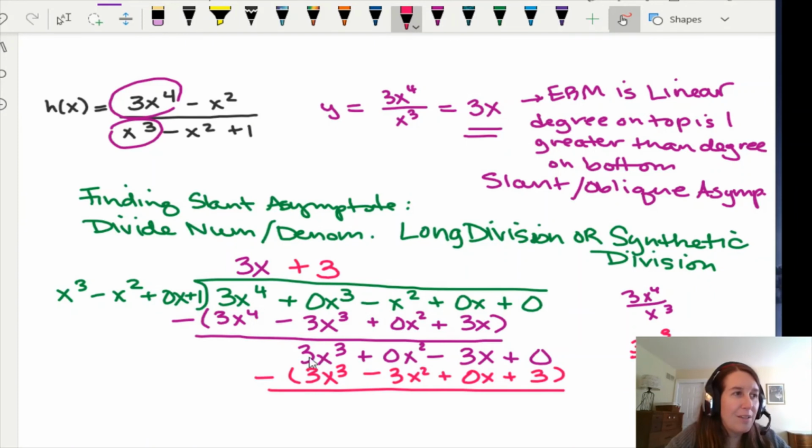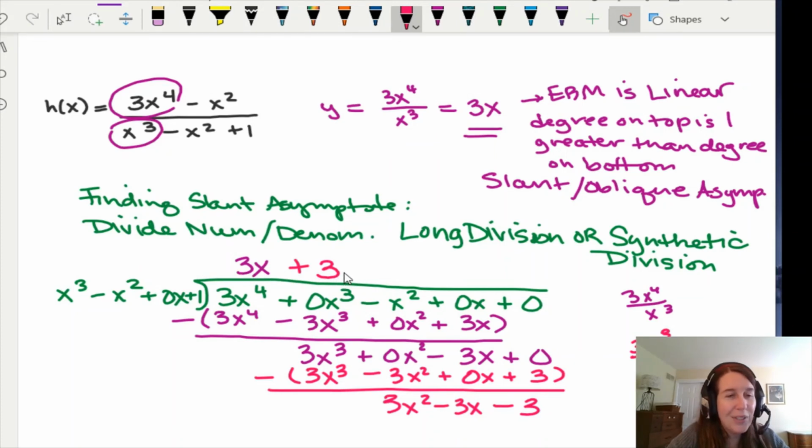All right, now subtract. Nothing there. This will be positive 3x squared. This is minus 3x, and this is minus 3. Don't panic. I know this is like, oh my God, it's so much work, but you're actually done, right? Because this is the remainder. Our quotient is 3x plus 3.